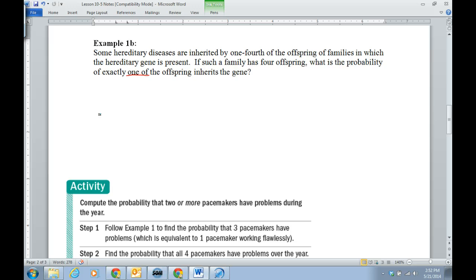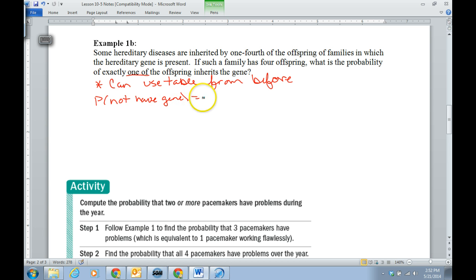All right, so what we want to do is, if such a family has 4 offspring, we want to know the probability of exactly one having the disease. 25%. Okay, yep. I just want you guys to know, we can use the table that we used before, which is on the page before. So let's find the probability of not having the gene. That would be 0.75, okay?